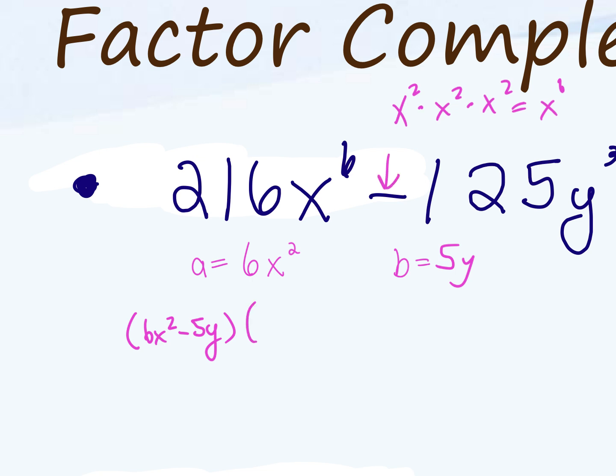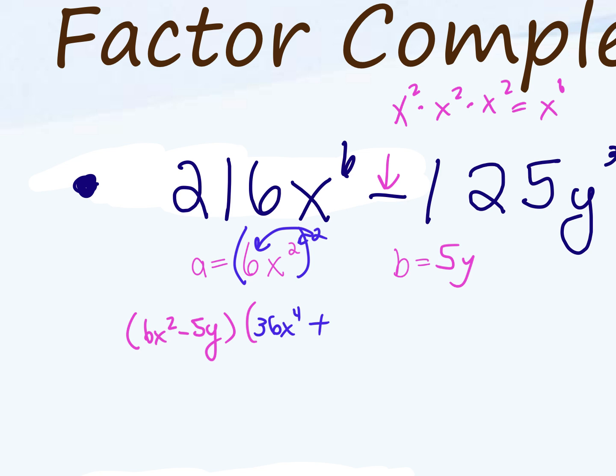Perfect. So how do we get the next part? I square my a term. Guys, remember, when you square this a term, that 2 is going to the 6 and to the x. So what does that become? 36x to the 4th. Perfect. How do you get that next sign? It's the opposite of what the initial one is.